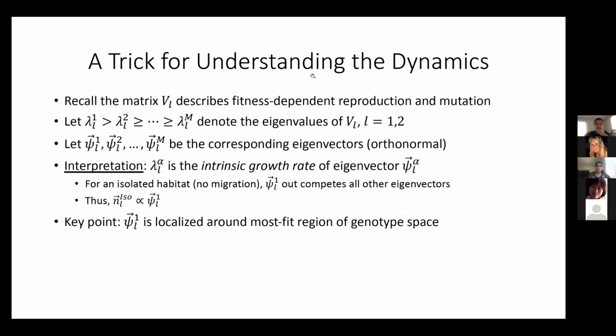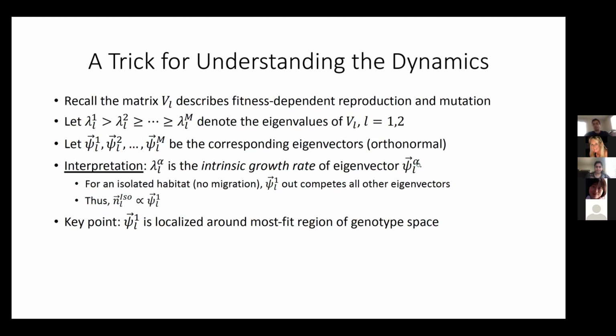So there's a trick for understanding the dynamics, which is helpful, but it's not essential. So if you don't want to pay attention to the math here, you'll still be able to understand what comes next. But recalling that this matrix V describes fitness-dependent reproduction and mutation, we can look at its eigenvalues and eigenvectors, and we'll arrange the eigenvalues in descending order. So lambda superscript 1 is the biggest. And these eigenvalues have a particular interpretation, which is that they give the intrinsic growth rate of each eigenvector.